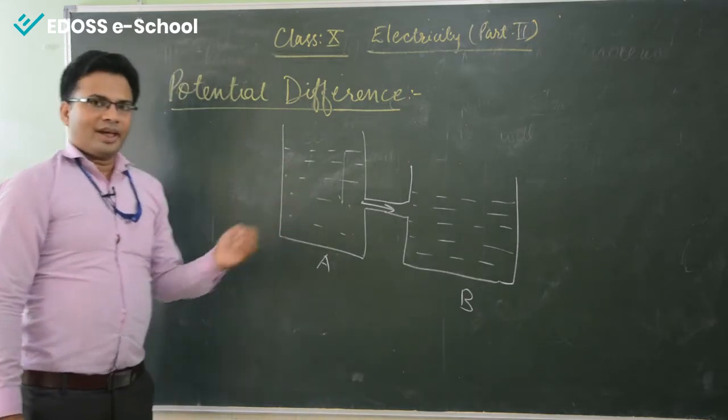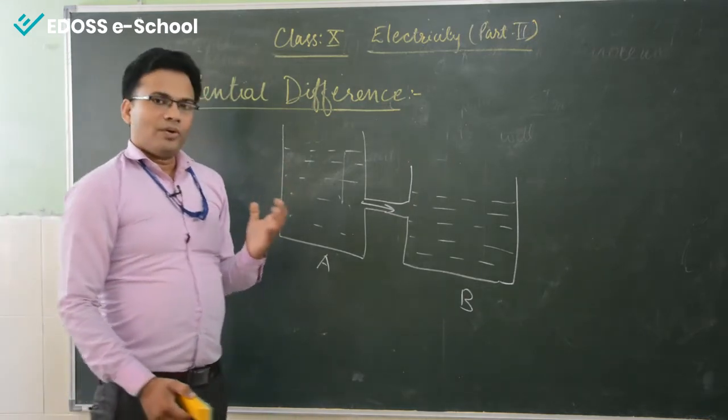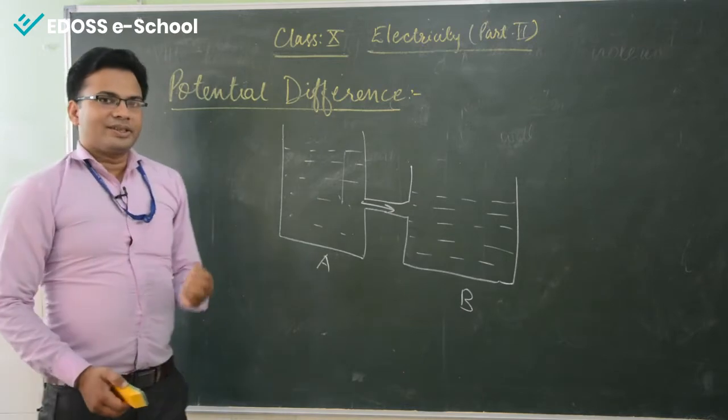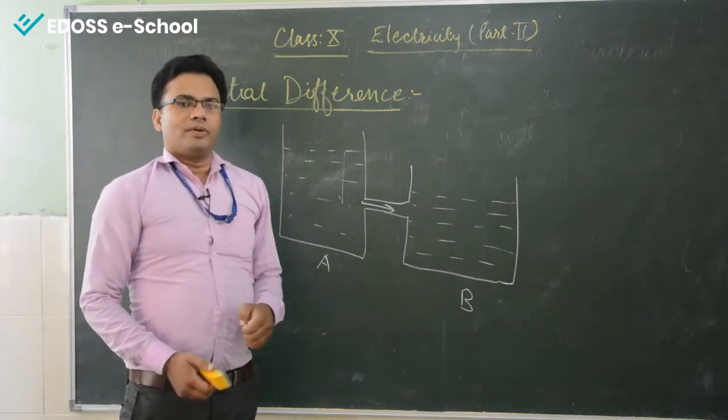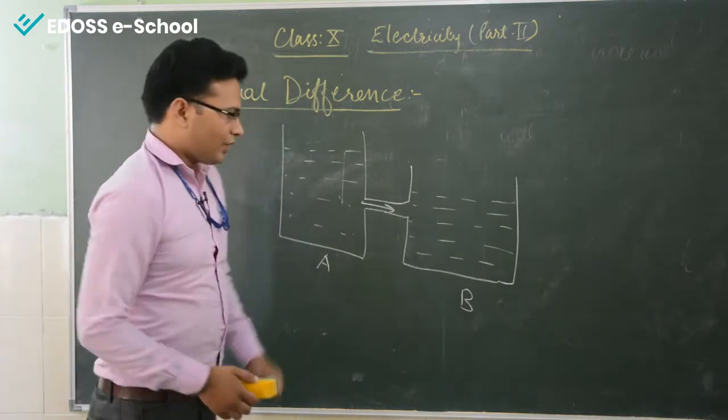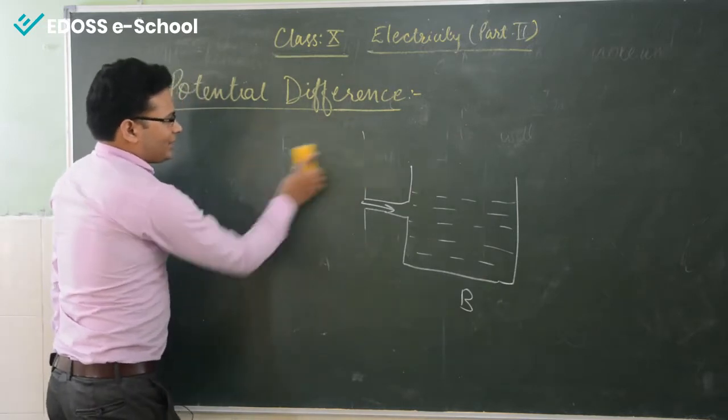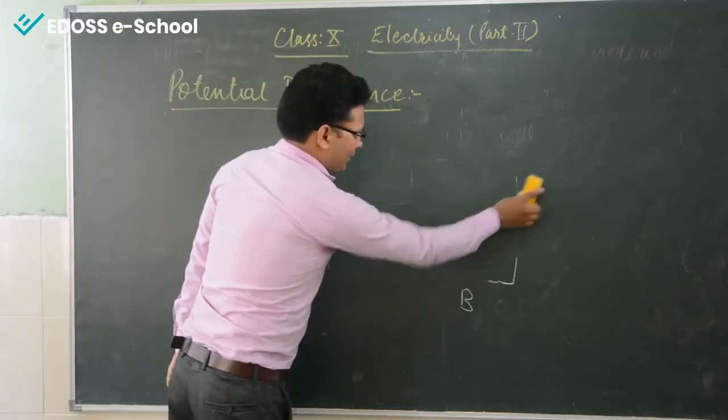Similarly, this thing happens in electricity. The flow of current is always considered to be flowing from higher potential to the lower potential. Now what is higher potential and lower potential?